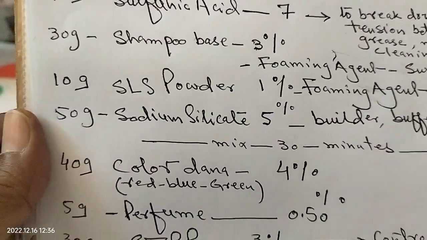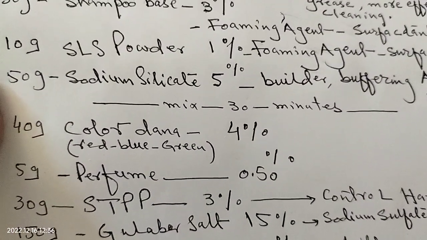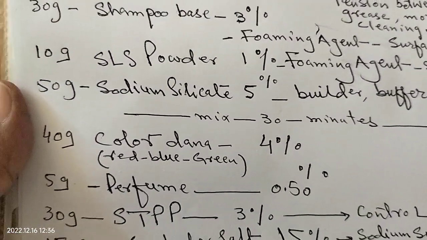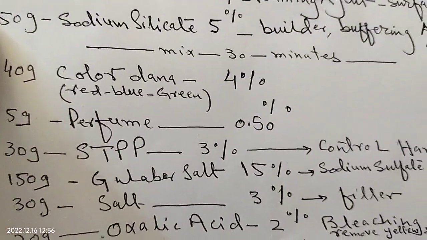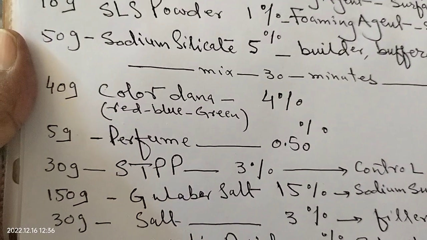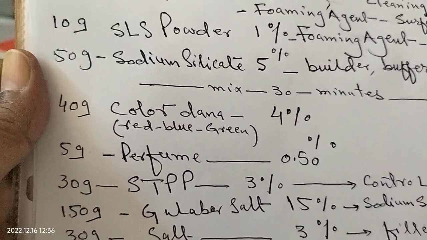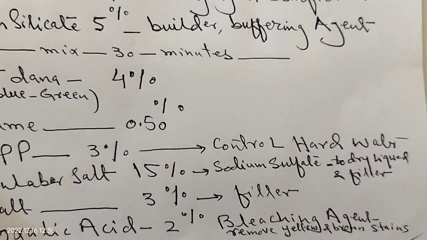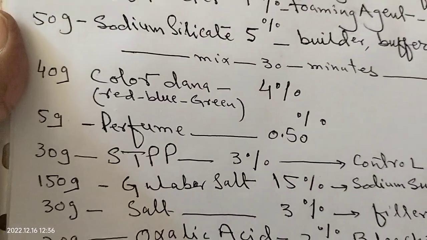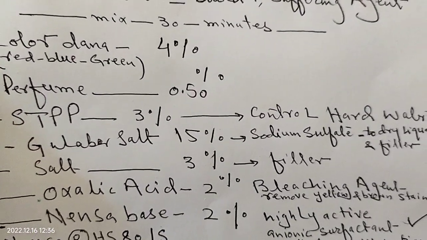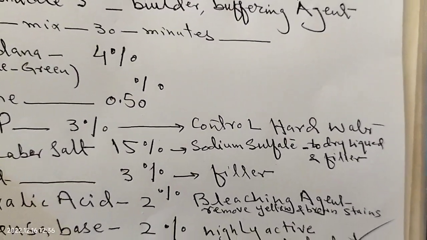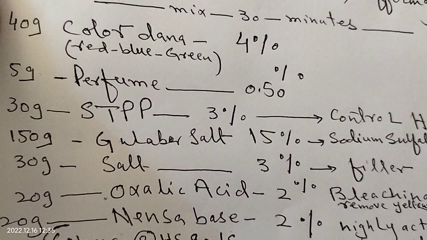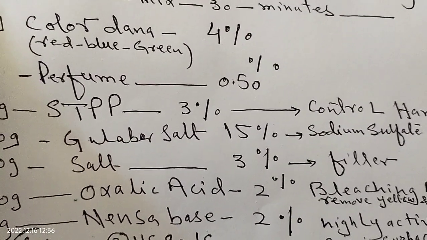Sodium silicate 50 gram. Color dana, red and green 4%, 40 gram. Perfume half gram means half percent means 5 gram. STPP 3%, controls hard water, 30 gram. Gulabar salt, sodium sulfate, to dry the liquid, and we use common salt as a filler.